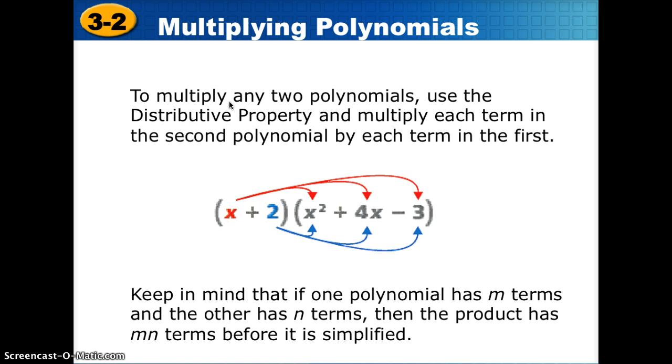However many terms you have in the first polynomial, in this case 2, times however many terms you have in the second polynomial, in this case 3. So 2 times 3 gives us 6. We're going to end up with 6 terms to combine. And remember, we can only combine like terms, otherwise they're going to stay as separate terms. So let's take a look at an example.